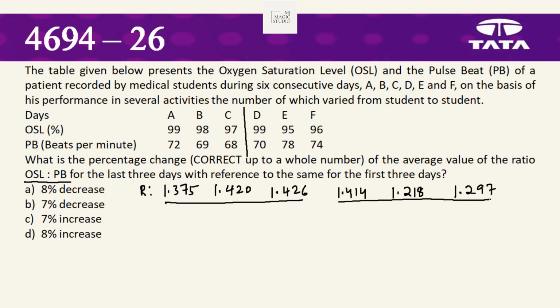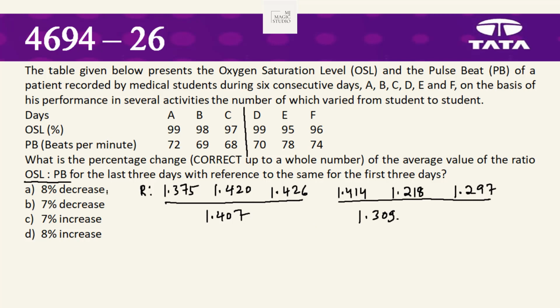We need to add and find the average. So average for the first 3 days is 1.375 plus 1.42 plus 1.426 divided by 3 will give 1.407, and for the last 3 days 1.414 plus 1.218 plus 1.297 divided by 3 will give 1.309. Now the question, what is the percentage change of the average value of the ratio for the last 3 days with reference to the first 3 days?